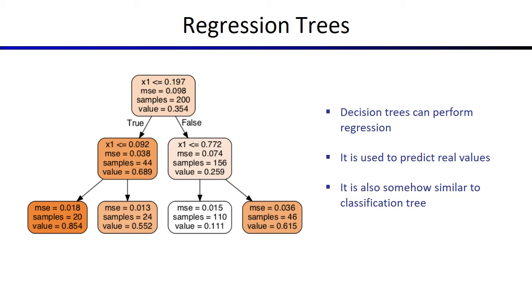The tree shown in the slide is predicting a value on each node. It's very similar to the classification tree we've seen earlier. The main difference is that instead of predicting a class in each node, it predicts a value. For example, suppose you want to make a prediction for a new instance with x equal 0.6. You traverse the tree starting at the root and eventually reach the leaf node which predicts value equal 0.111. This prediction is the average target value of the 110 training instances associated with the leaf node, and it results in a mean squared error equal to 0.015 over these 110 instances.